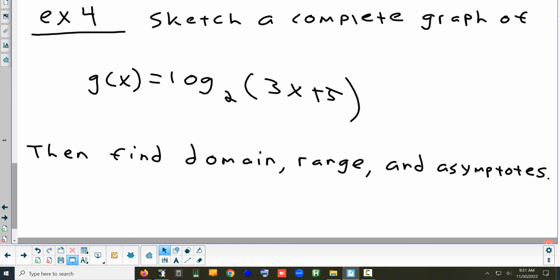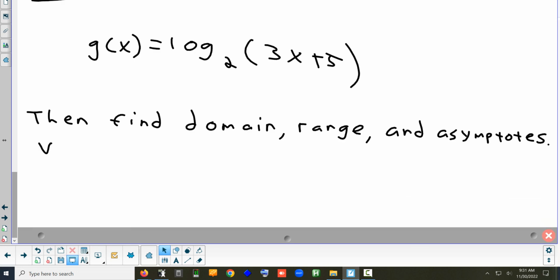Okay, so they want us to find the domain, the range, and the asymptotes. Well, we're going to do the asymptote anyway, so let's take care of that first. What do we set the argument equal to find the new vertical asymptote? It's not going to be 0 anymore. It's going to be shifted and stretched. Well, actually, it's going to be shifted and then compressed.